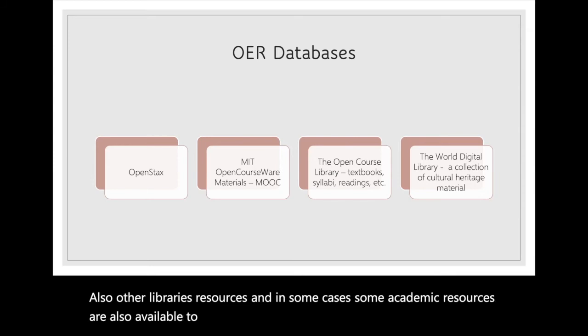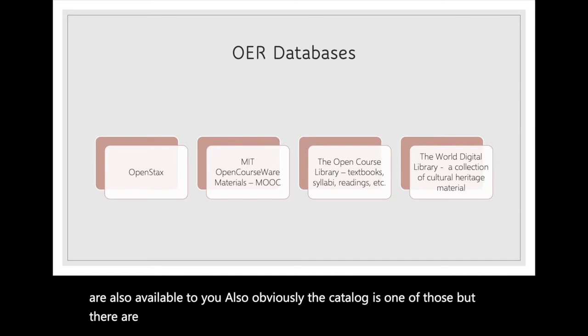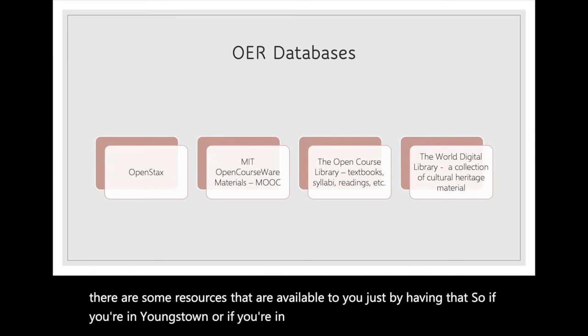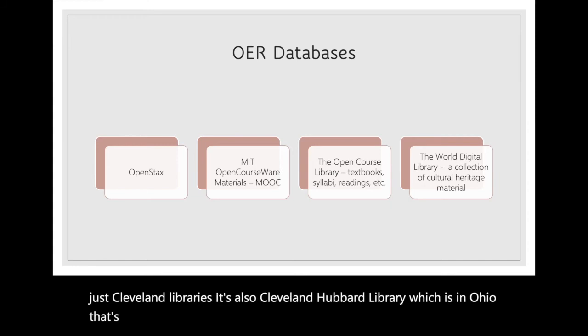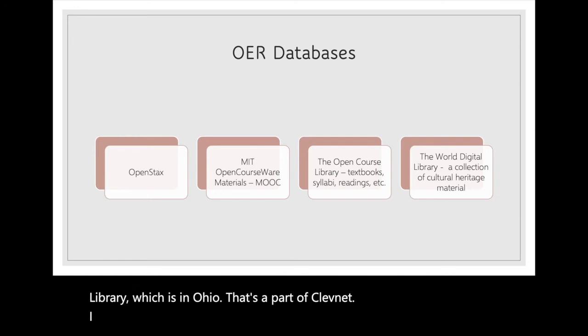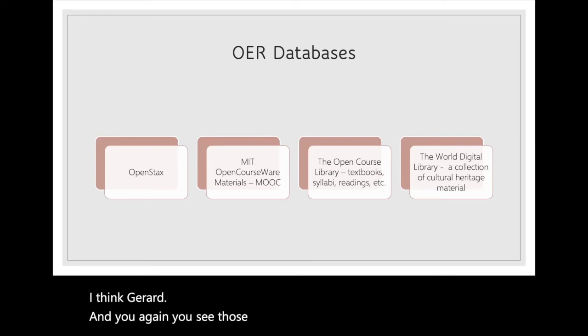Also, obviously, the catalog is one of those, but there are some resources that are available to you just by having that. So if you're in Youngstown or if you're in Cleveland, CleveNet, for example, isn't just Cleveland libraries. It's also CleveNet Hubbard Library, which is in Ohio. That's a part of CleveNet. I think Girard, and you see those consortia are not just local all the time.